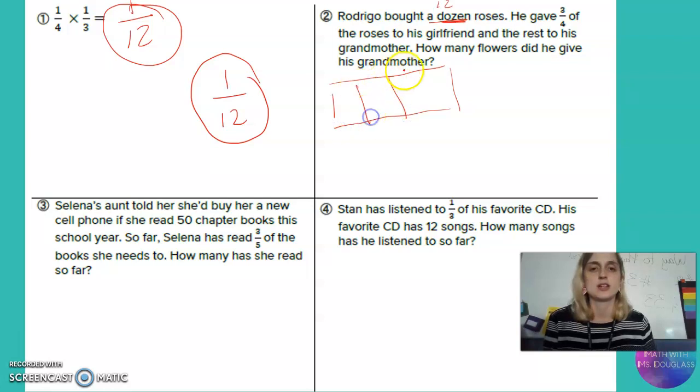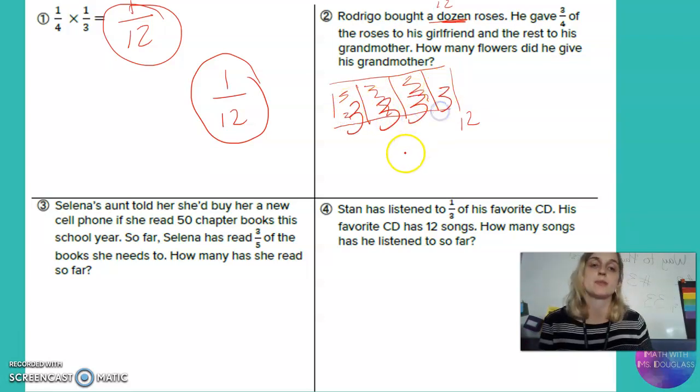If he gave 3/4 to his girlfriend and the total is a dozen, the total is 12, then that means, well, let's see, 3, 6, 9, 12. Yep, each of these is 3. He gave 3, 3, 3, 3. Don't tell me the answer is 9. That's how many roses he gave to his girlfriend. That is not what the question is asking.